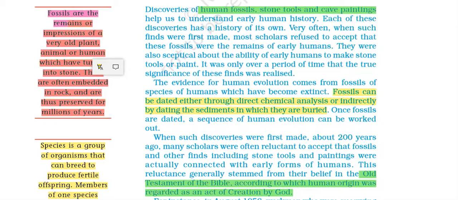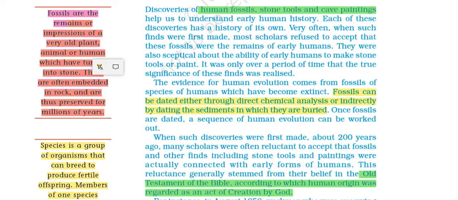For a 1 marker, please note, I can ask you any two sources through which historians or archaeologists reconstruct human history, and those are human fossils, stone tools, or cave paintings. You can write any two of them for 1 marker, right? Or I can give you a fill in the blank where I say the history of early humans can be reconstructed through human fossils, dash, and dash. So you have to fill in the other two. So all three should be remembered by you, the sources to reconstruct early human history.